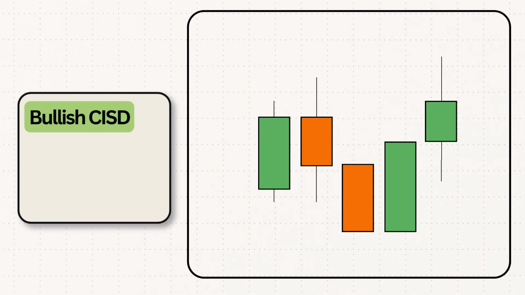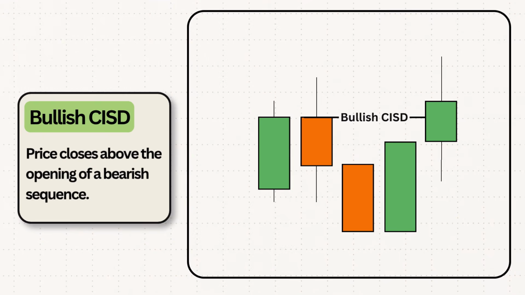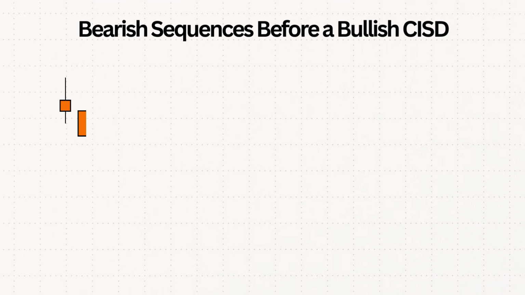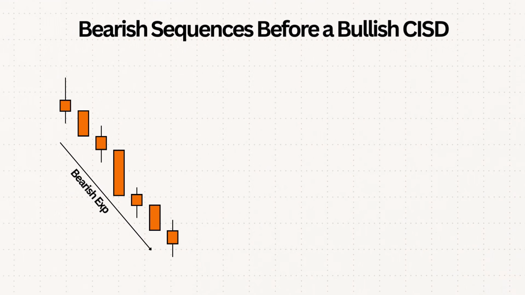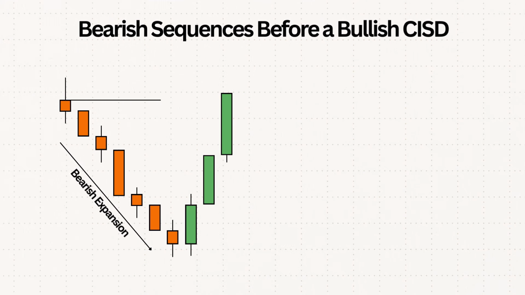A bullish CISD happens when price closes above the opening of a bearish sequence. Now, what exactly is a bearish sequence? A bearish sequence is simply price delivering lower, usually appearing as a series of bearish candles showing continuous selling pressure and downward expansion. So the moment a bullish candle body closes above the opening of that bearish sequence, even if the wick hasn't fully broken above it yet, it can already count as a valid bullish CISD, and price may start switching from bearish to bullish.